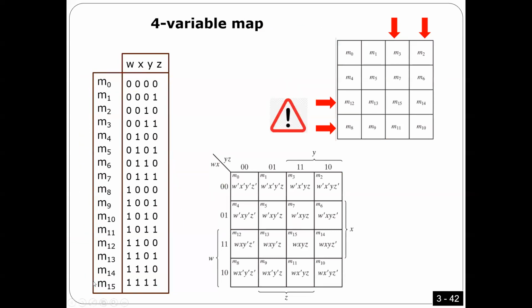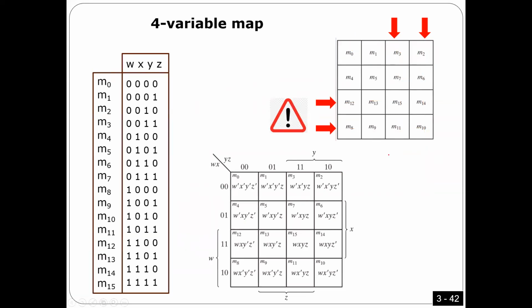And also, I told you to be careful here when you number the squares. So this is minterm 0, 1, and then 3 and 2. The last 2 columns are flipped, same thing, switched. And also the last 2 rows are switched, out of order, okay? So you need to know how to do it.